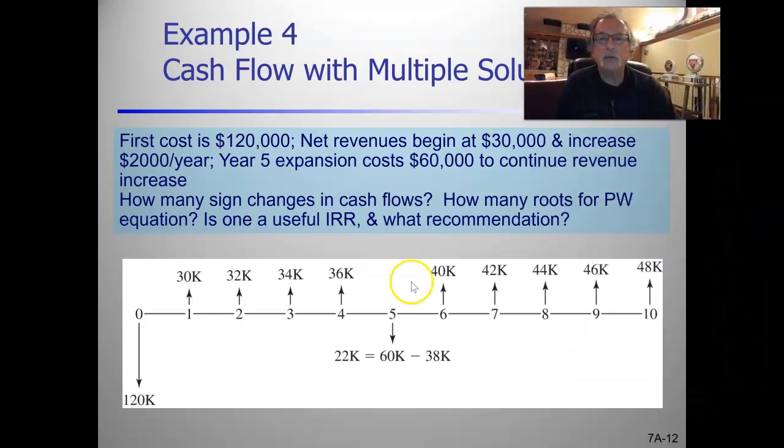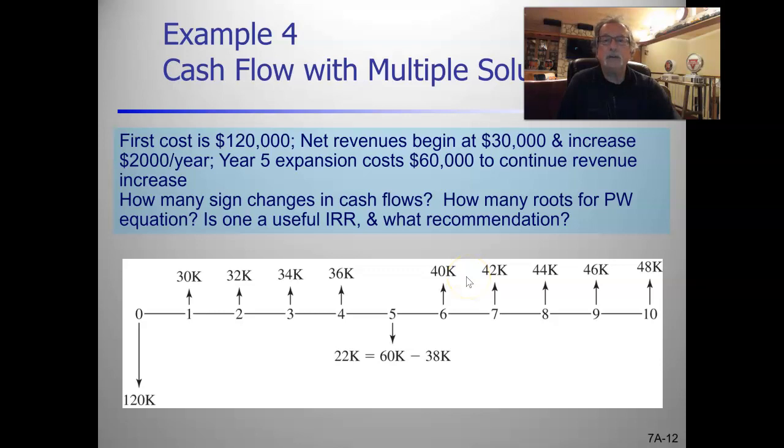Now here's another example. We've got one sign change, a second sign change, and a third sign change. Now this could happen if you have, this shows an expansion in the fifth year. We have potentially 1, 2, 3 sign changes. Potentially 3 roots to this equation. Is one useful, and what's the recommendation?